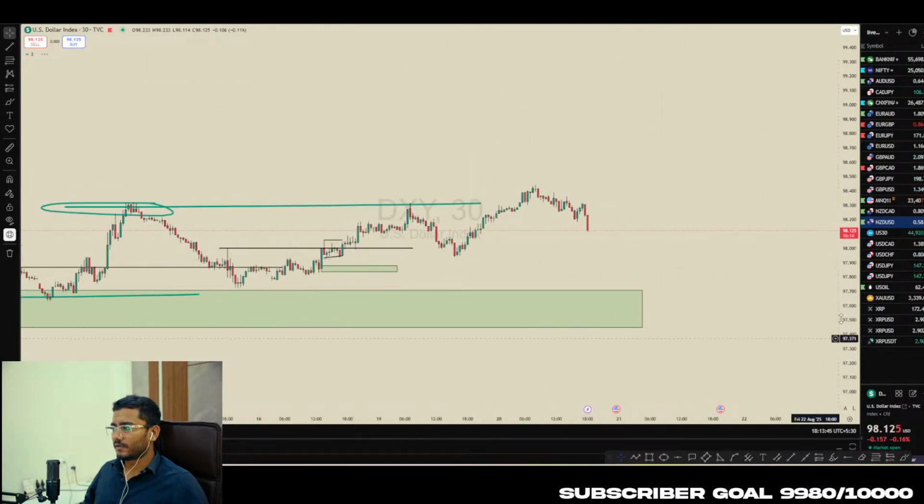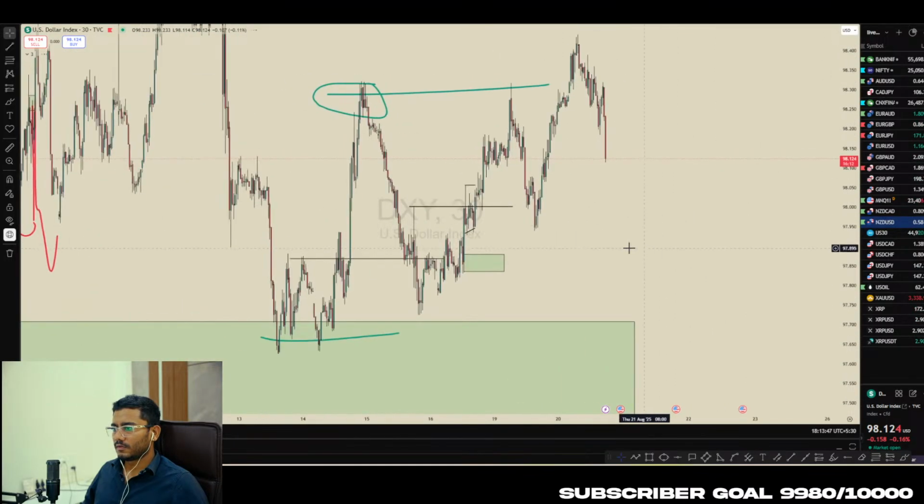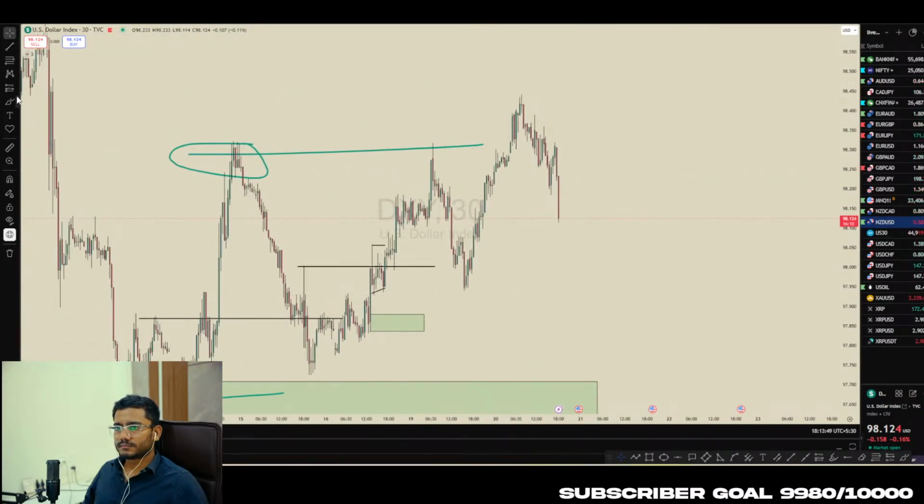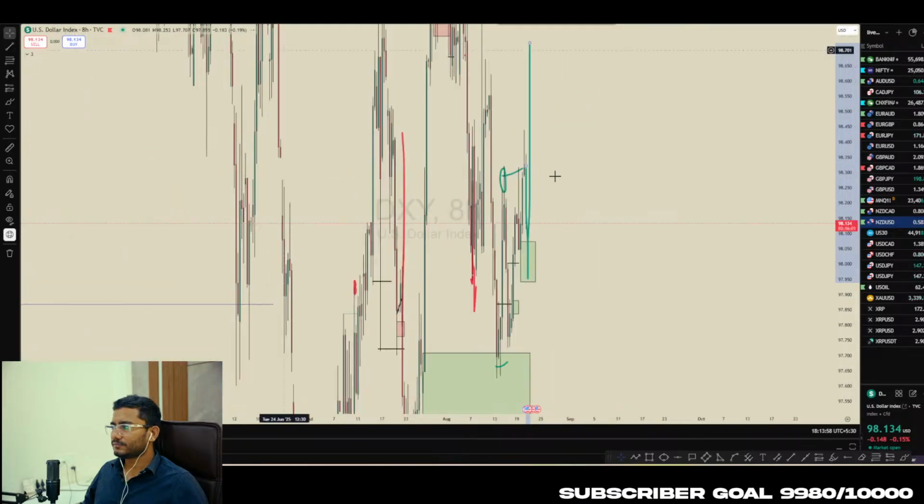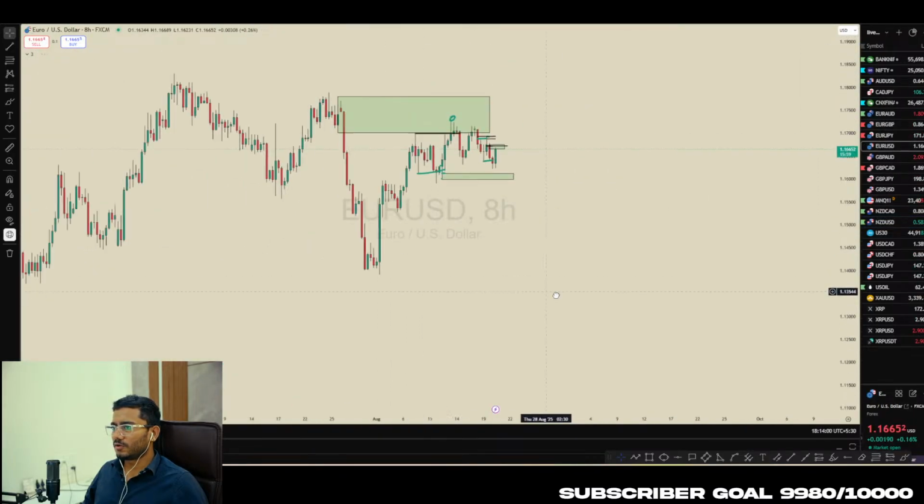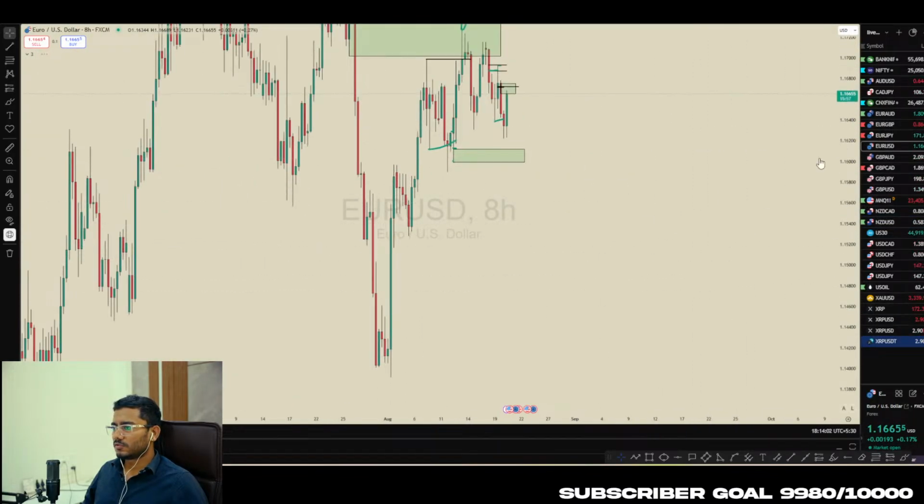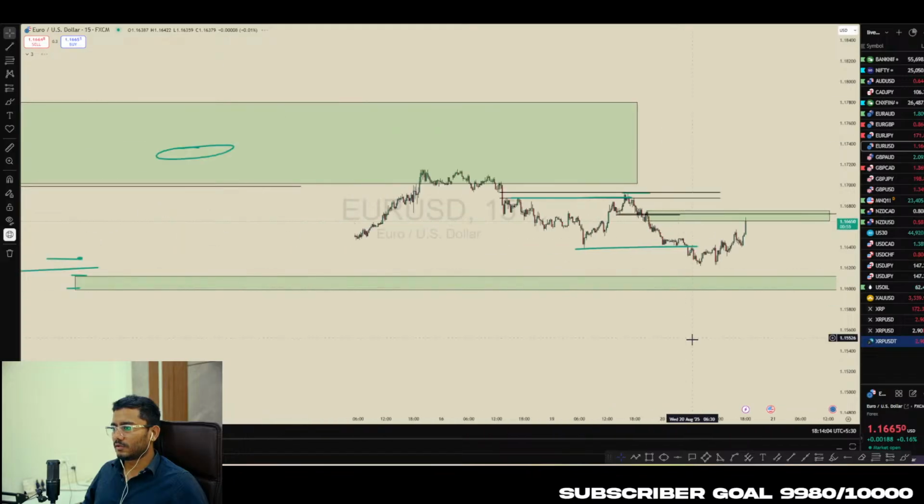So if you go to 30 minutes, we can see there is an order block over here. If price reacts from this order block, then probably we can expect a downside move on Euro USD also. So probably it has tapped this. Let's see.